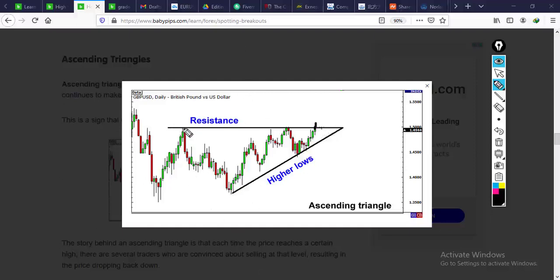Why is this? Many people right here are selling, believing that the price should come down, but this is the clue that is telling us that price should go up, because we have higher lows. This low is higher than this one. This low is higher than this one. So since we have higher lows and price is constantly pushing to the top side, we should expect price to break to the top side, okay?